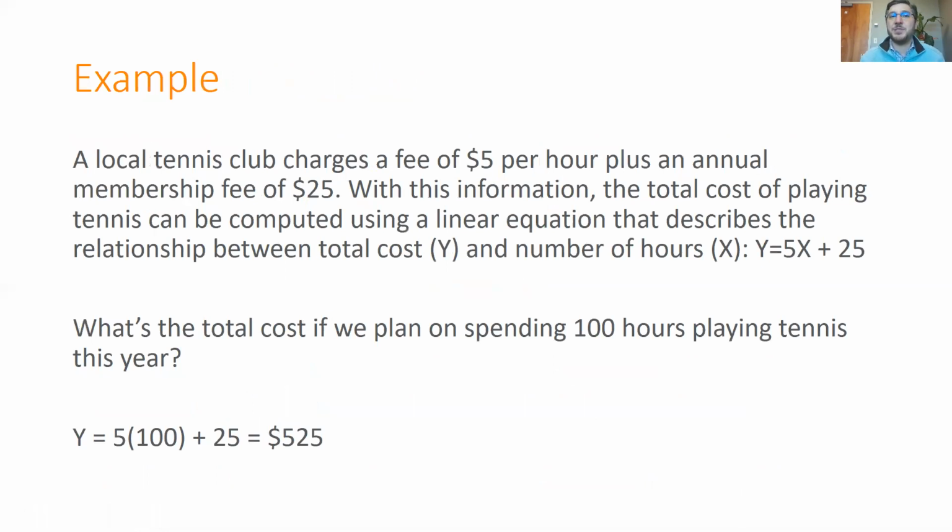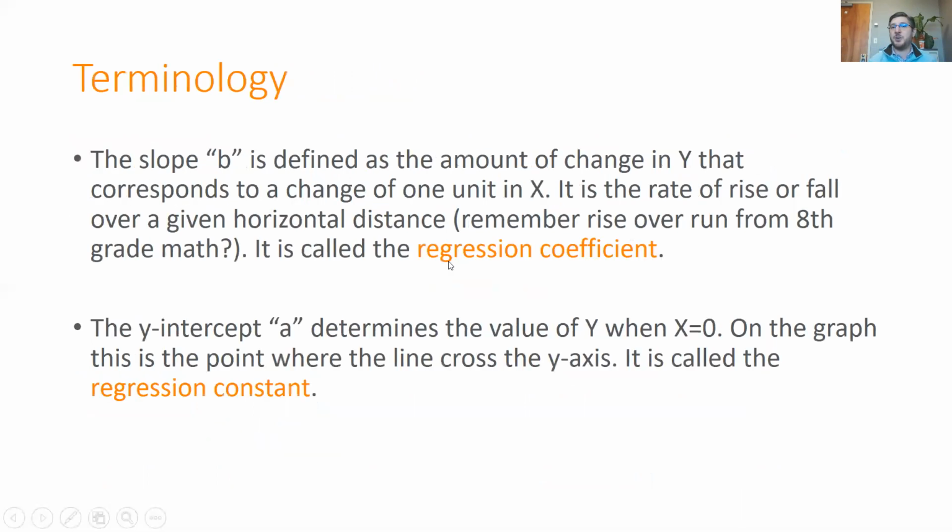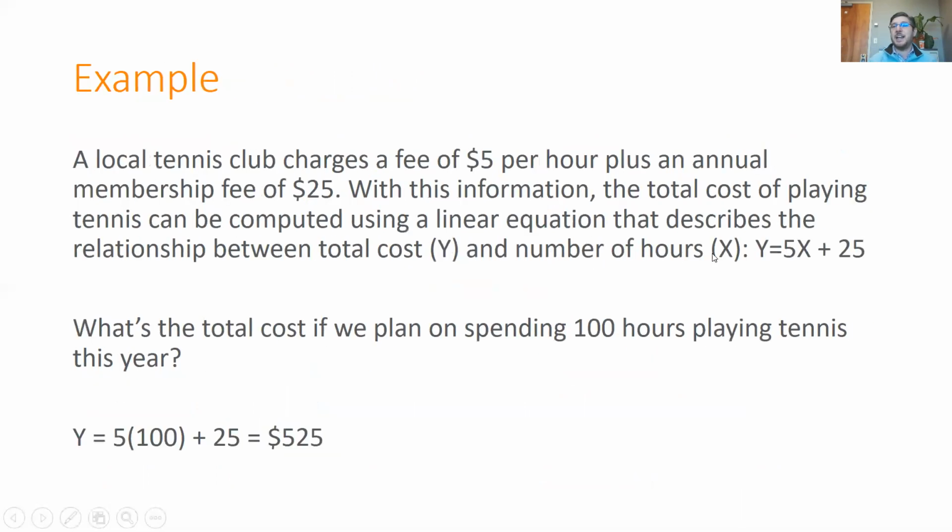So for an example, a local tennis club charges a fee of $5 per hour plus an annual membership fee of $25. With this information, we get the total cost of playing tennis. We compute that with a linear equation to describe the relationship between total cost, where y is our total cost, and x is the number of hours that we spend.